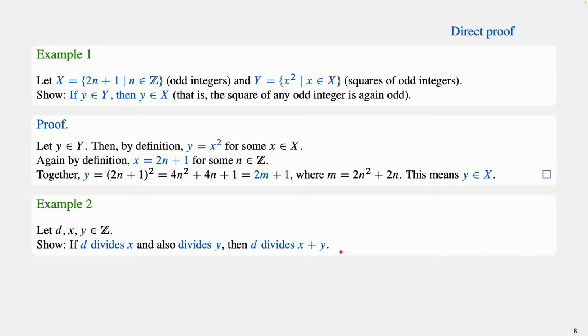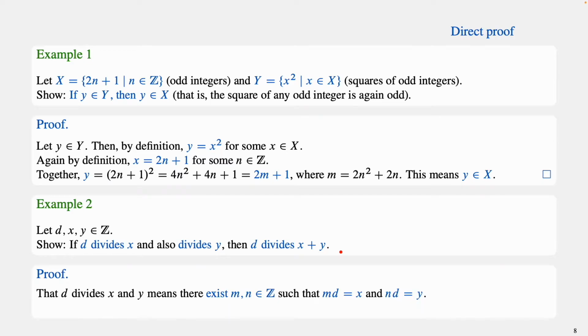So again, let's make sure we understand the assumptions first. Here, d divides both x and y. And this means that there exists some integer m, such that m times d equals x. And there exists some integer n, such that n times d equals y. That is simply what dividing means.